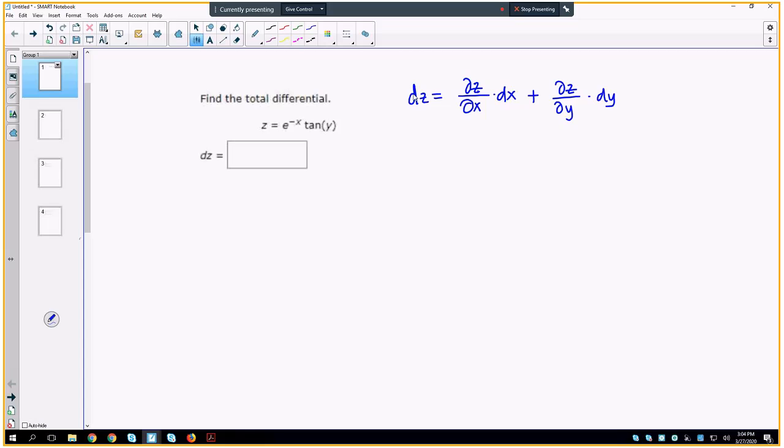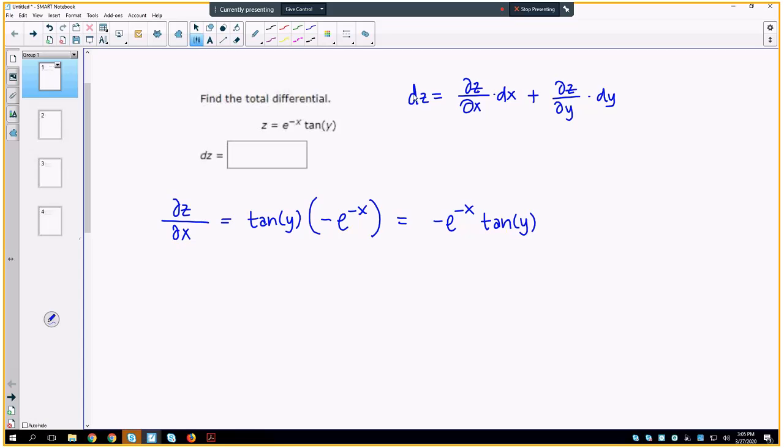So in order to find the total differential, I just need to find these partial derivatives. So the partial derivative of z with respect to x, remember I'm going to treat anything with y, any function of y, as a constant. So I'm going to say tangent of y is just a constant. And I take the derivative of the function of x, e to the minus x. So that's times minus e to the minus x. So that's minus e to the minus x tangent of y.